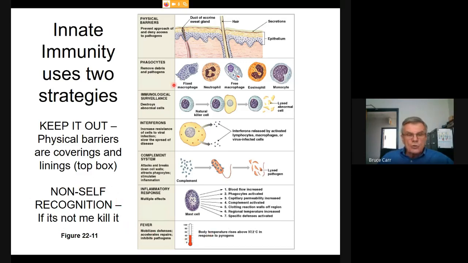The non-self recognition that goes on in all of these systems below the skin is very simple. If it's not me, I'm going to kill it. I'm going to grab it. I'm going to take it out of circulation. So that pattern recognition is important to all of these built-in and ready-to-go systems.